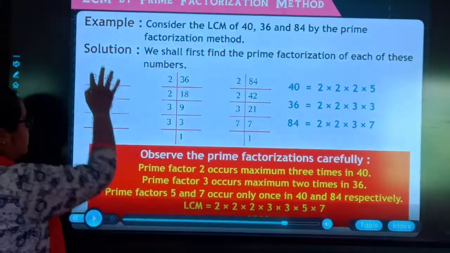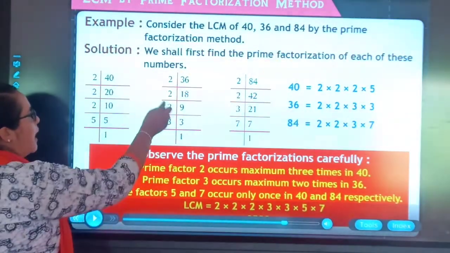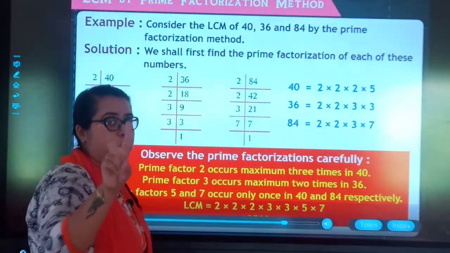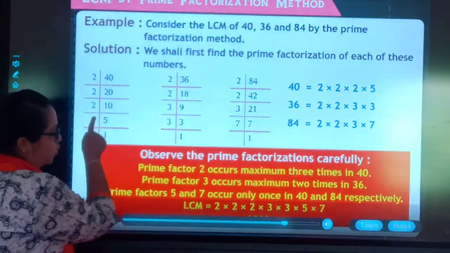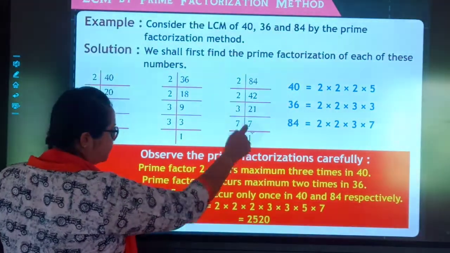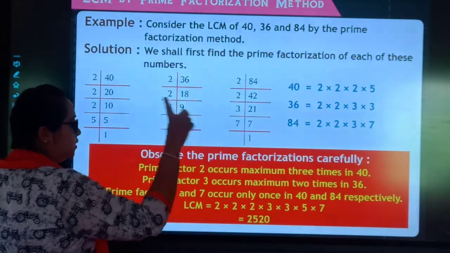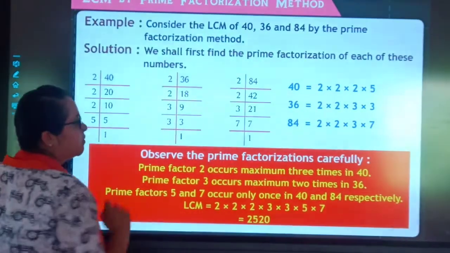Now when you observe this, यहाँ पर 2 3 बार आ रहा है, यहाँ पर 2 times, and in this 84 2 appears 2 times. So मैं हर एक का 2 ले लूँगी. 2 into 2 into 3. फिर आप देखोगे हर एक में 3 की पैर होगी. 1 3 2 3. Then 5 and 7.